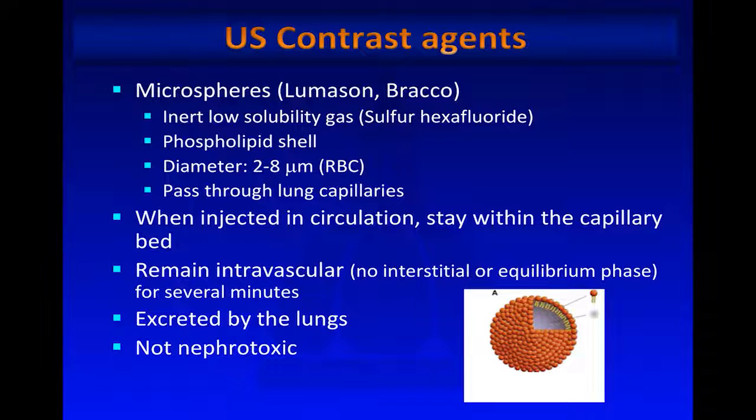Ultrasound contrast agents are microbubbles, and the one approved by the FDA in the United States is Lumason, which is made by Bracco. These consist of an inert, low-solubility gas, sulfur hexafluoride, surrounded by a phospholipid shell. Typically the diameter is 2 to 8 microns, the size of red blood cells, so they pass easily through lung capillaries. When they're injected into circulation, they stay within the capillary bed. So it is important to understand that they remain intravascular.